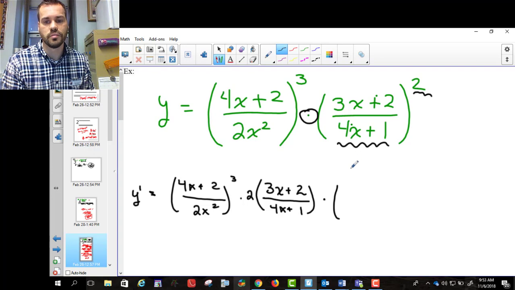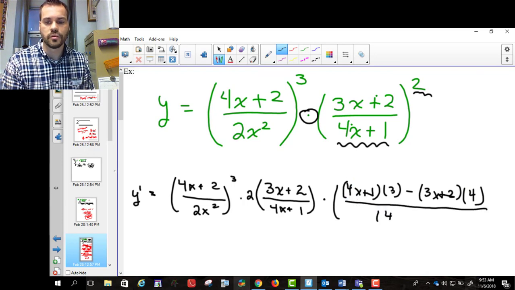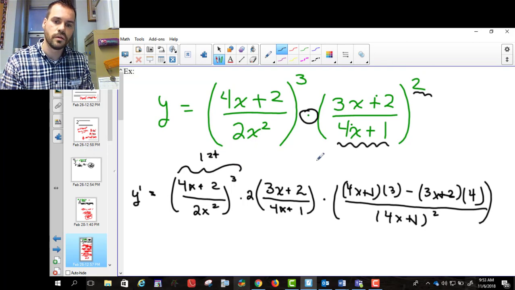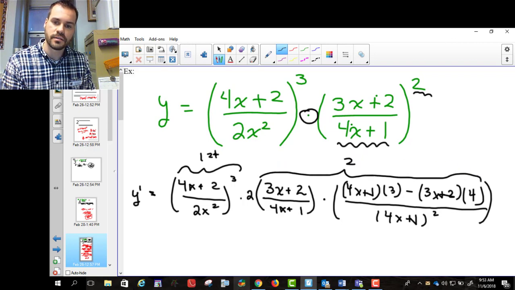So the derivative of that is going to be the bottom, which is 4x plus 1, multiplied by the derivative of the top. The derivative of 3x plus 2 is 3. Then it's minus the top, which is 3x plus 2, times the derivative of the bottom. The derivative of 4x plus 1 is 4, divided by the bottom, 4x plus 1 squared. Okay, so what this is, that's the first function, and this whole thing is the second prime.